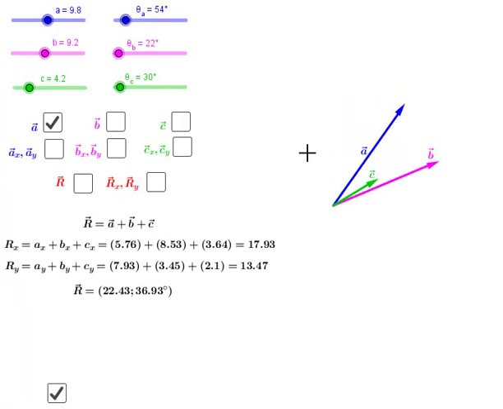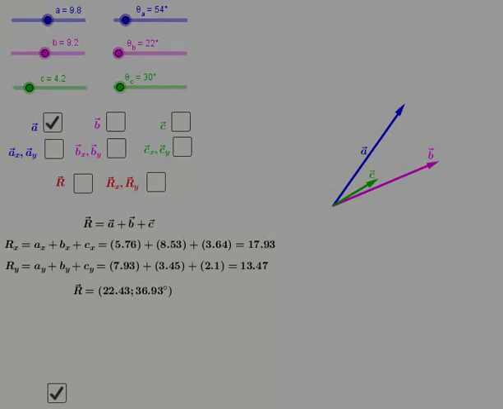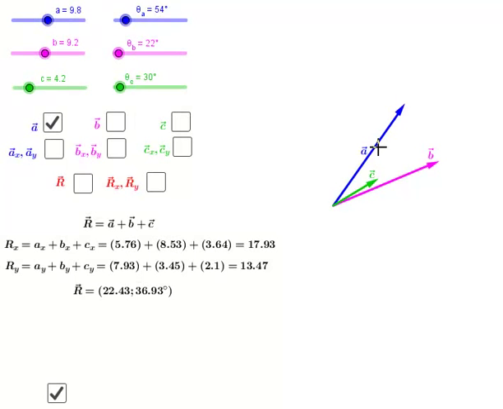So let's see how we can apply this to the addition of these three vectors. Our three vectors are vector A, which has a magnitude of 9.8 and is at 54 degrees. Remember, these angles are measured counterclockwise from the positive x direction. So that's 54. B is 9.2 and at 22 degrees from the positive x direction. And C has a magnitude of 4.2 and is at 30 degrees from the positive x direction.